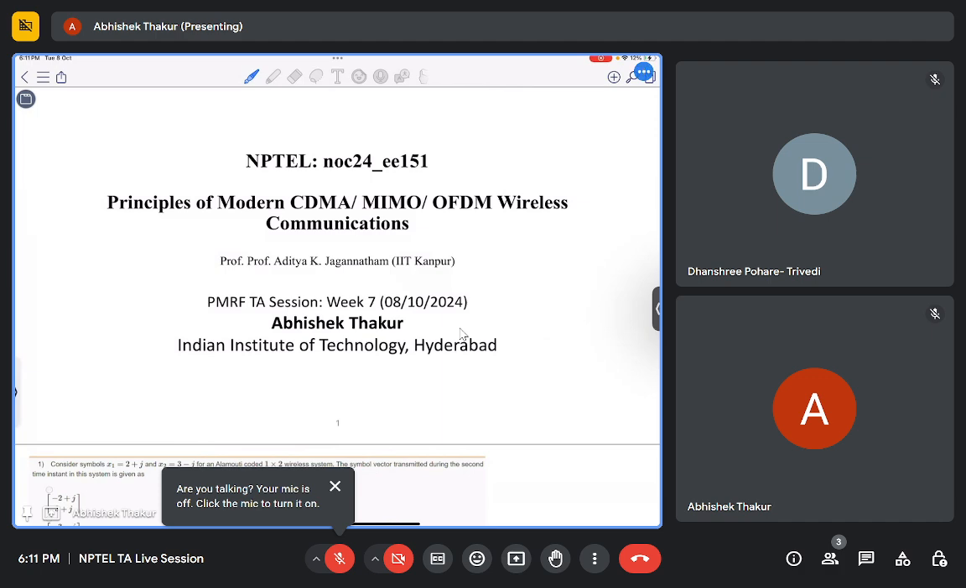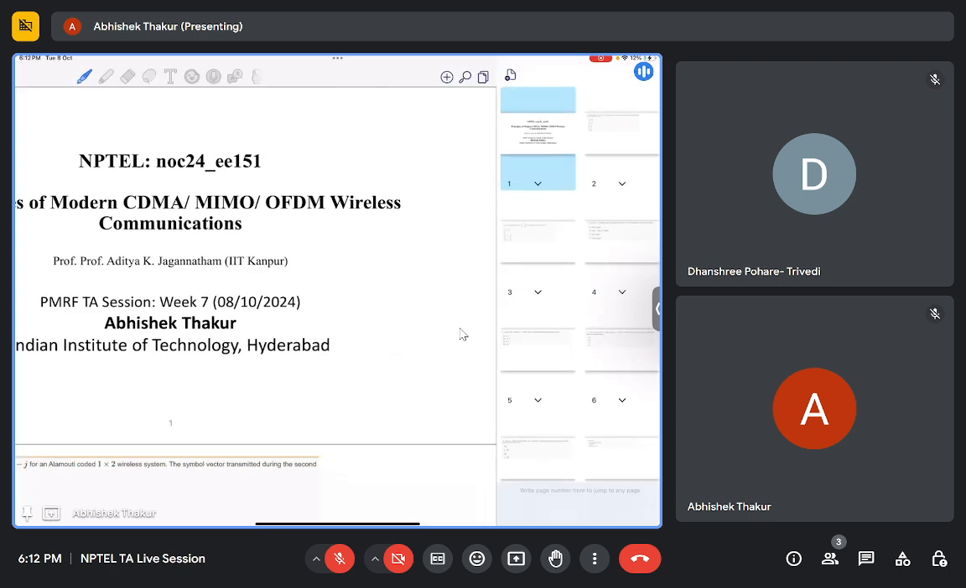So, today is the seventh week of this tutorial session on the course Principles of Modern CDMA, MIMO, and OFDM Wireless Communication. Today we will solve some questions based on massive MIMO. First we will see some of the basic concepts.